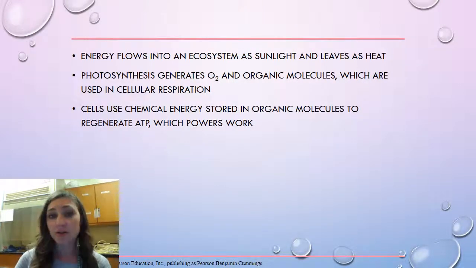As we learned in ecology already, energy flows into the ecosystem in the form of light energy from the sun and gets transferred to chemical energy in plants. And then as that energy moves up the trophic levels, most of it is lost as heat or returns to entropy in the universe. Photosynthesis generates oxygen as well as organic molecules like glucose, which we use in cellular respiration. Cells use chemical energy that is stored in glucose to regenerate ATP, which gets recycled, and it's the ATP that actually does work within the cell.